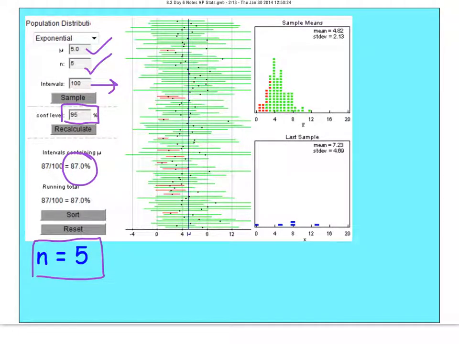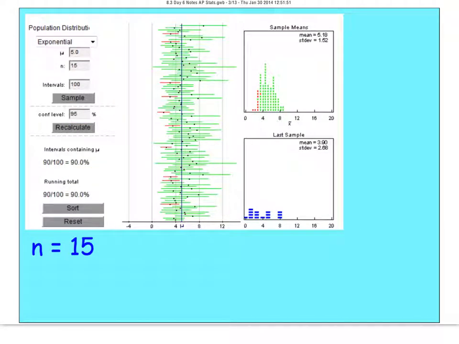Remember, by the definition of confidence level, we want a confidence level of 95%, which means if we do 100 intervals that are created, we should get about 95 of them containing the mean. Here, only 87% of them did. But again, that's with a sample size of 5, which violates our condition for normalcy because remember, we're looking for a sample size of 30 or higher. So let's increase our sample size from 5 and see what happens.